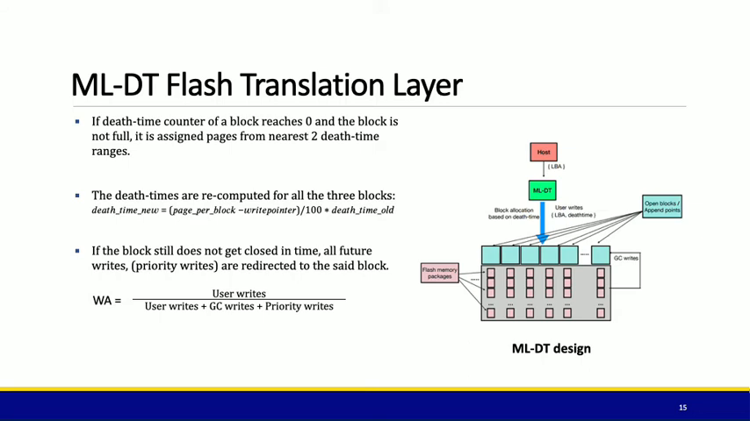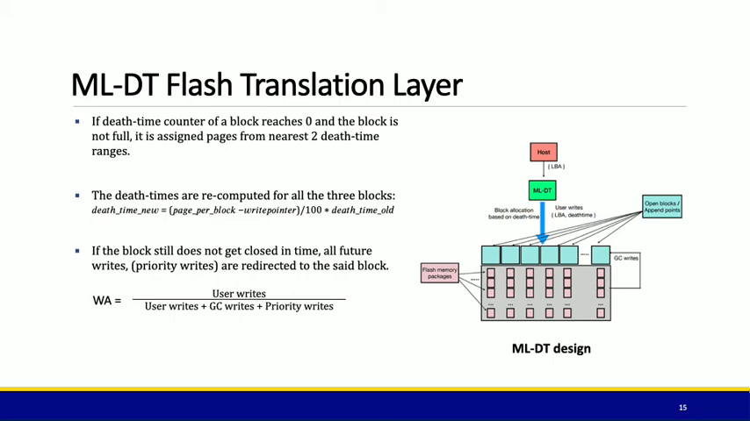However, as our ML model is imperfect and the number of open blocks is limited, if the death counter of a block reaches 0 with the block not being full, it is assigned incoming pages from the adjacent to nearest death time ranges to close the block as quickly as possible. And the death times are recomputed for all 3 blocks using the formula provided. If after a programmable amount of time the block still doesn't get closed, all future IOs, referred to as priority writes, are redirected to the said block to close it.